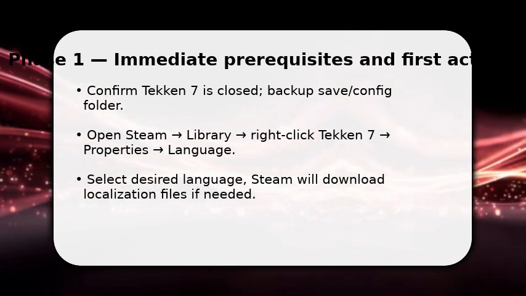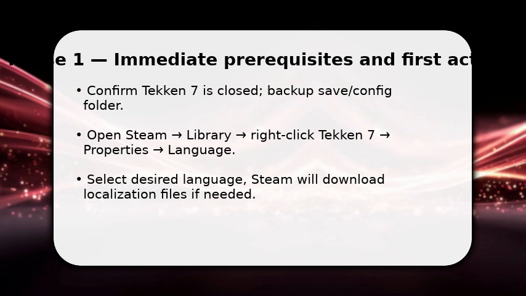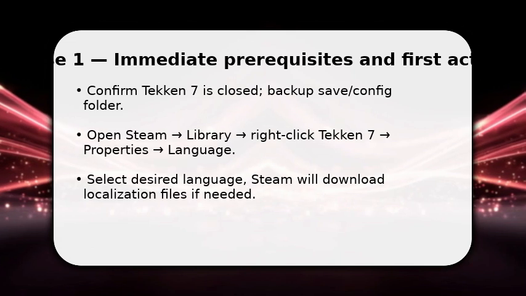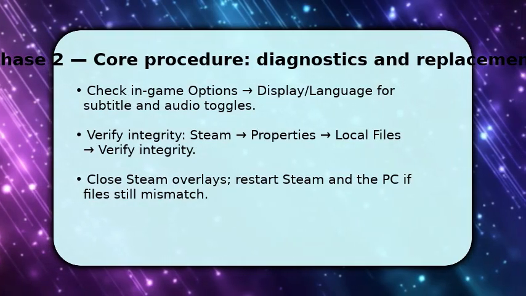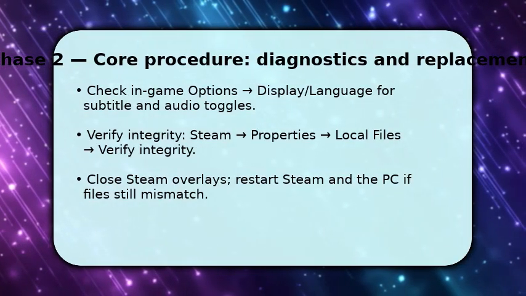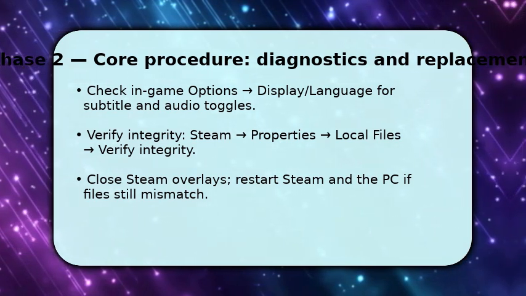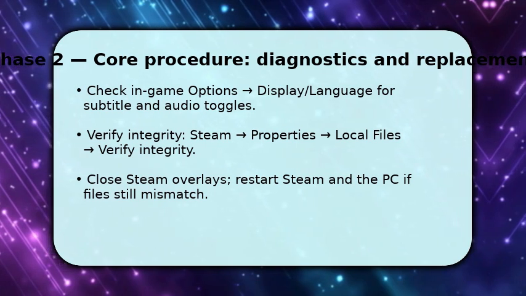Once done, make sure Steam finishes updates. Then launch the game so it can apply the new text and audio assets at startup. If the change didn't stick, open Tekken 7 and inspect options. Display and audio language toggles sometimes remain set independently, so change subtitles or voice language there.